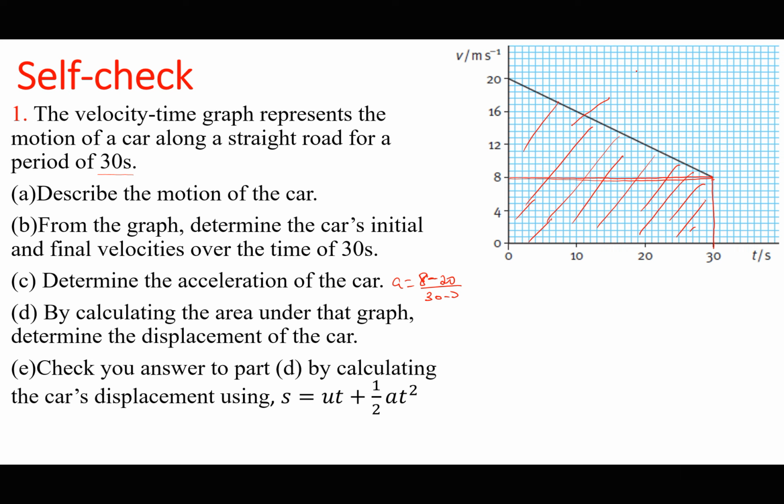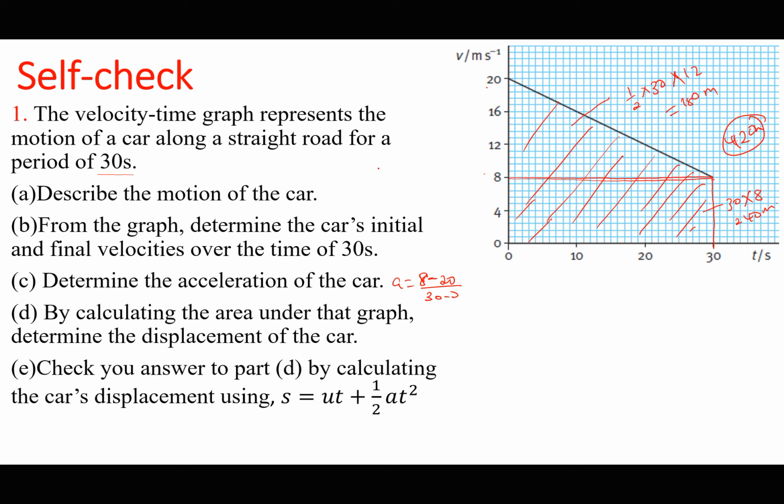So you can use this as a triangle, which is a half times 30 times 20 minus 8, which is 12. And this one is 30 times 8. So this is, I think, 180 plus 240, 240 plus 180. I think this is going to give us a total of 420 meters.